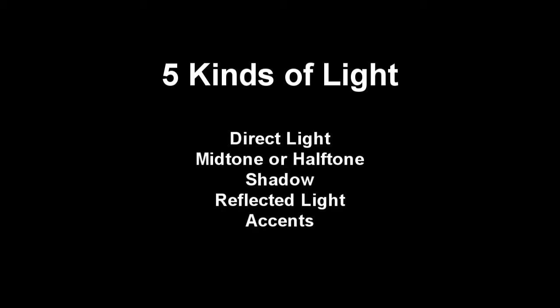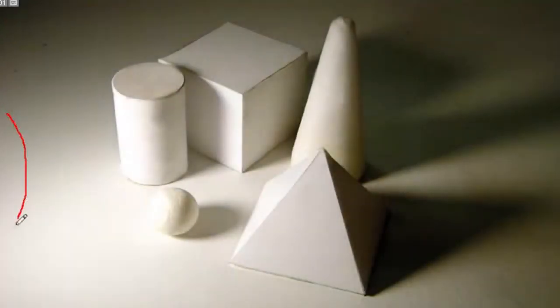These aren't hard and fast rules, but this is a way that you can learn how to manage these different elements in art. So the 5 kinds of light that we talk about are direct light, midtone or halftone, shadow, reflected light, and accents. So you can see that our light source is coming from this direction. Put a little light bulb over here.